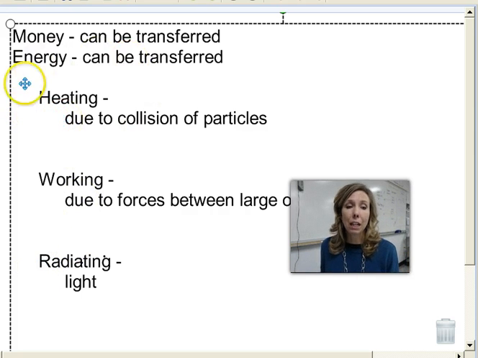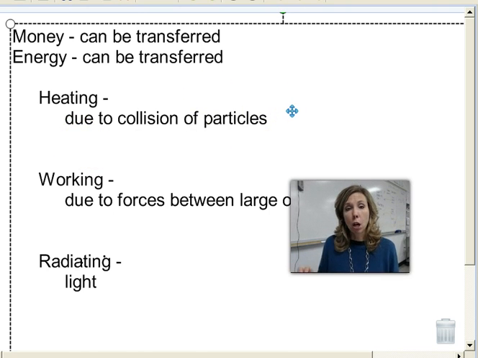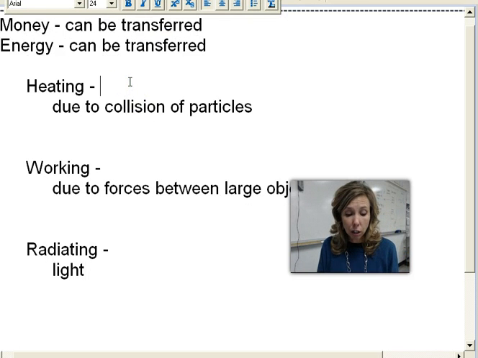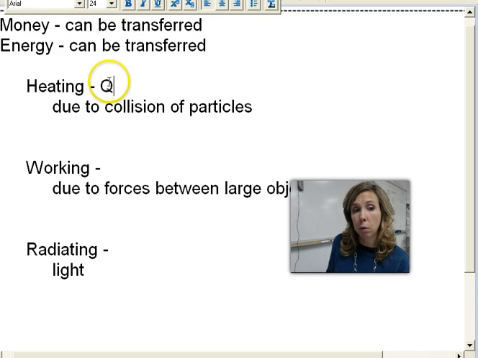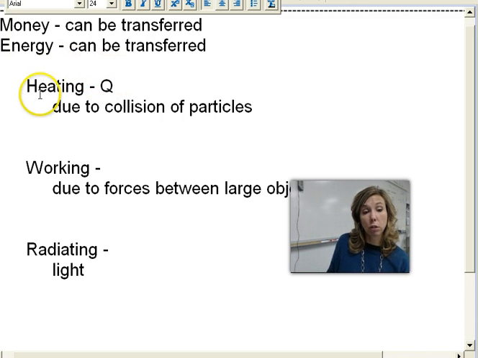One of them is due to heating. If energy gets transferred due to heating, it's because of collision of particles. Particles colliding with another particle, causing them to move more, which then in turn they hit other particles, they move more, and so on and so on. So it's the collision of particles that transfers that energy, and we call that heating. And the abbreviation that we use for that is a Q. So when we want to label something that gets transferred due to heating, collision of particles, we're going to label it Q.